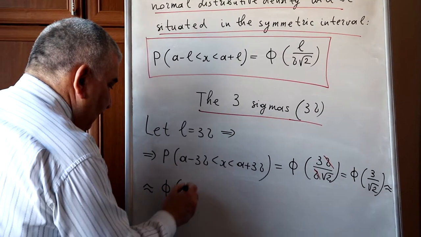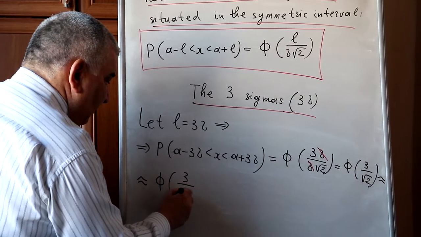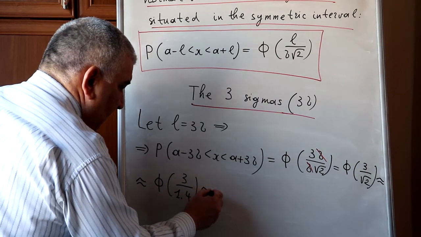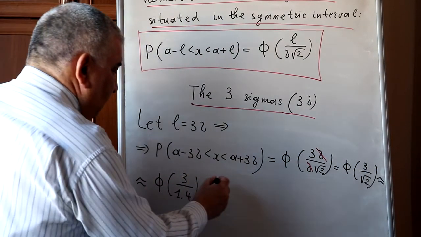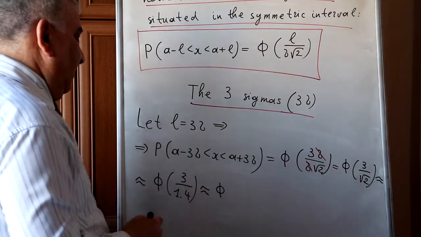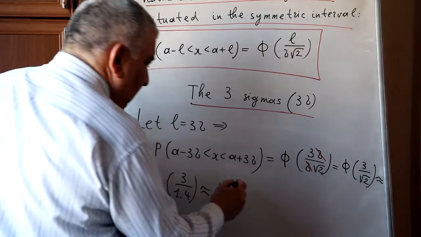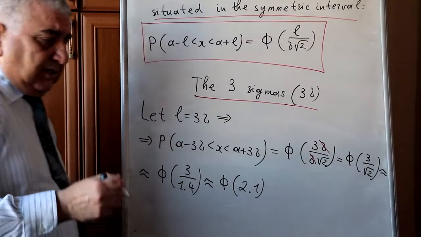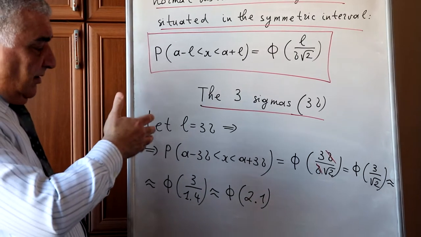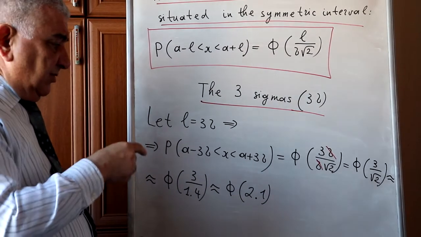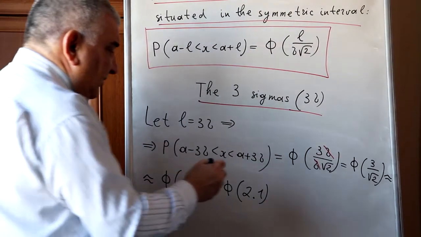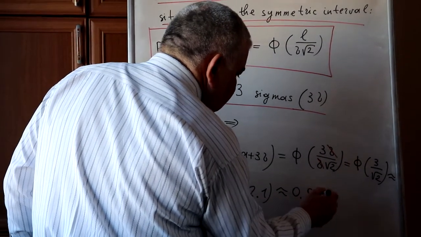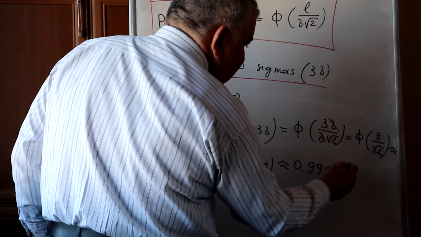Phi of 3 over 1.4 is approximately equal to phi capital of 2.1. And according to the table of error integral values, it is approximately equal to 0.99, and also it is approximately unit.